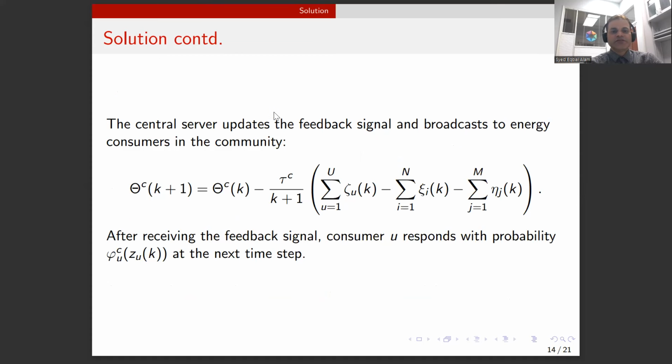And for the consumers in the community, the feedback signal is calculated as follows: basically it is how many consumers are active at time step k minus the total number of active prosumers. And here again tau_c denotes a constant which is in (0, 1). After receiving this feedback signal, consumer u responds with the probability phi_u^c, which again depends on theta_c^k and the average allocation z_u^k divided by the derivative of the cost function H_u.